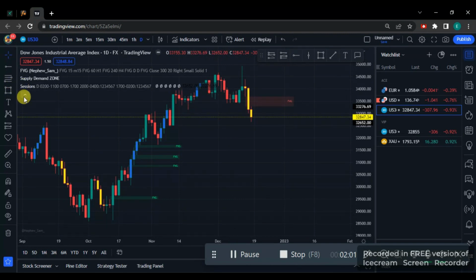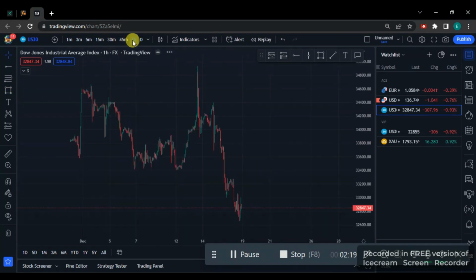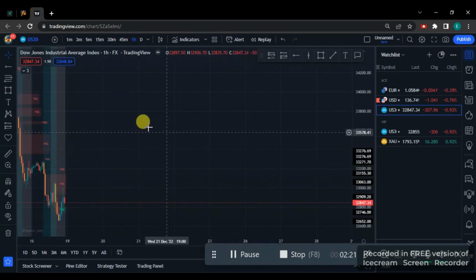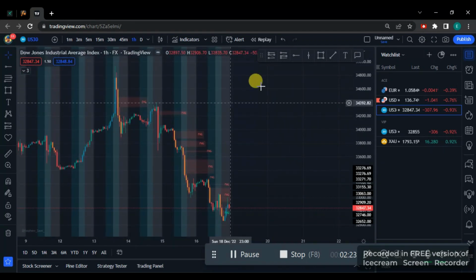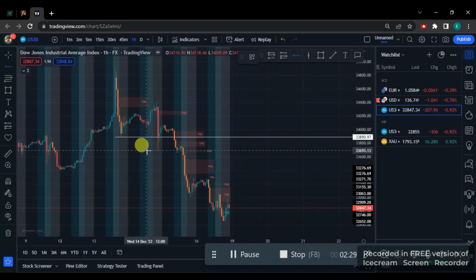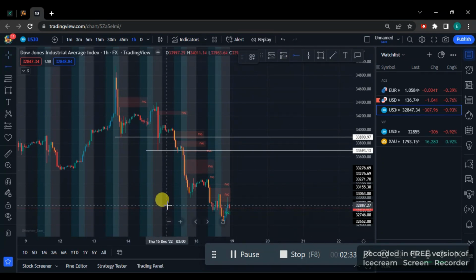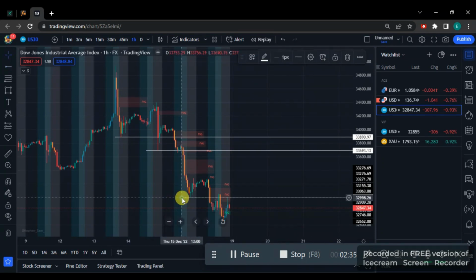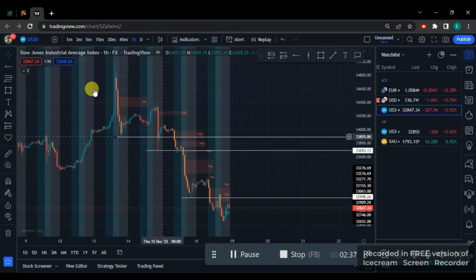Once you've added this to your chart, you want to go down to like the 1 hour time frame and spot out the trend in the market. As you can see, the market is in a downward move, making lower lows and moving all the way down. So this is, I'll call it, a minor downtrend.